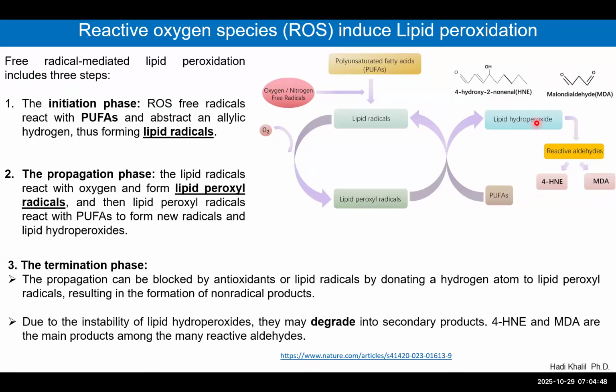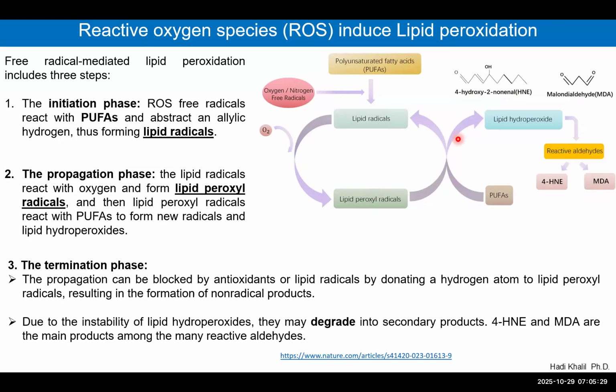Now, those can become unstable, okay, and then can break down into different molecules. The 4-HNE, 4-hydroxy-2-nonenal, and the malondialdehyde, the MDA, these are the two most known breakdown aldehydes from those lipid peroxides. And those are reactive species that could eventually perform the bad part of lipid peroxidation.